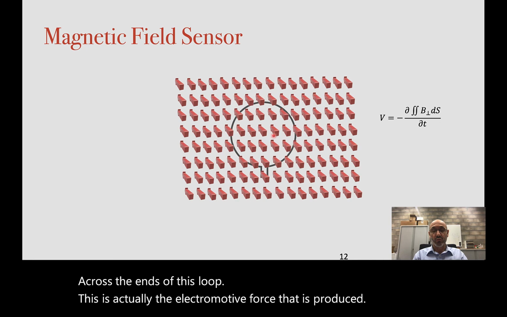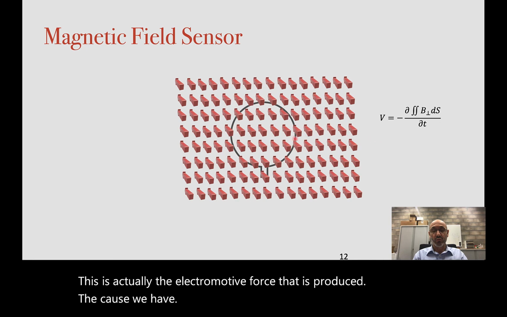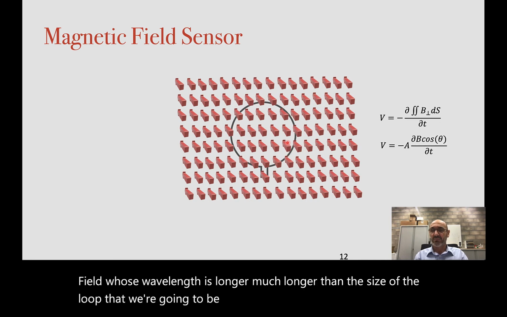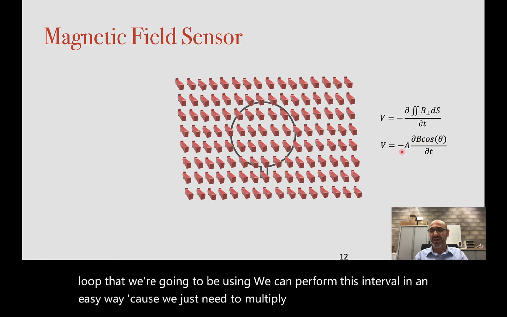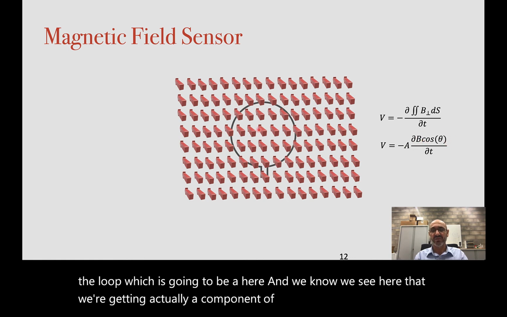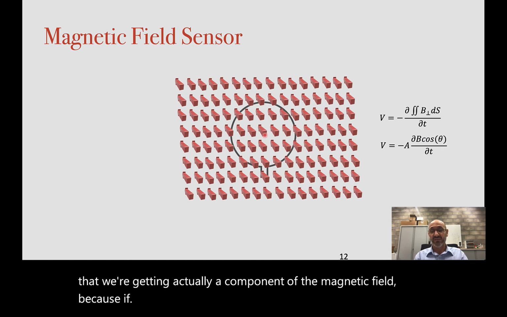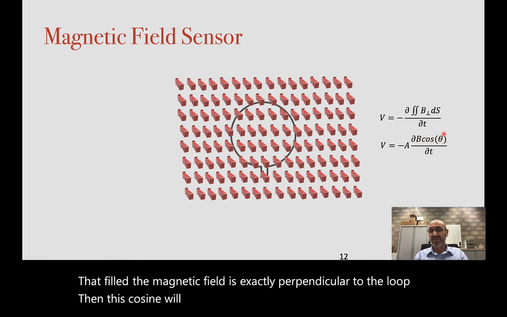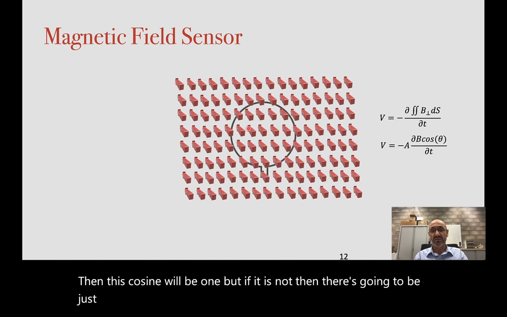Because we have a field whose wavelength is much longer than the size of the loop that we're going to be using, we can perform this integral in an easy way, because we just need to multiply the B field by the area of the loop, which is assumed to be A here. We see here that we are getting actually a component of the magnetic field, because if the magnetic field is exactly perpendicular to the loop, then this cosine will be 1, but if it is not, then there's going to be just one component that's going to be creating the flux, and we're actually measuring one component of the field.